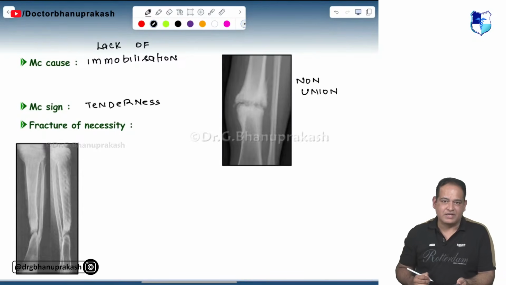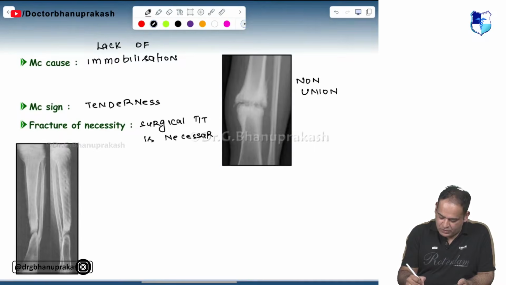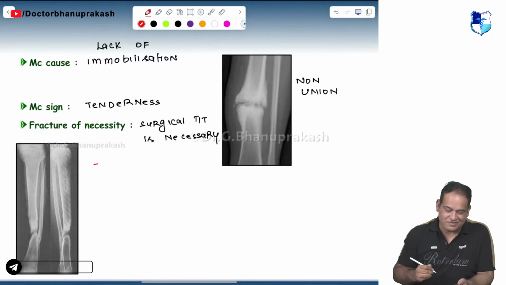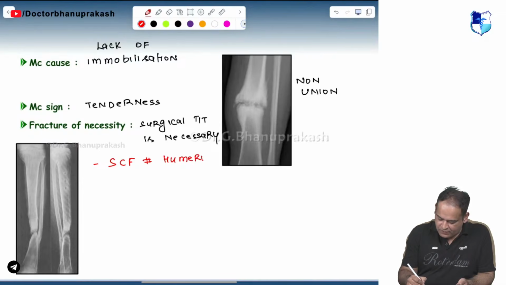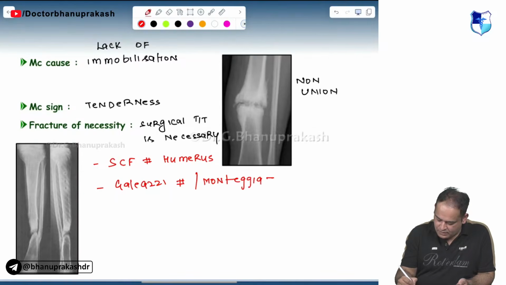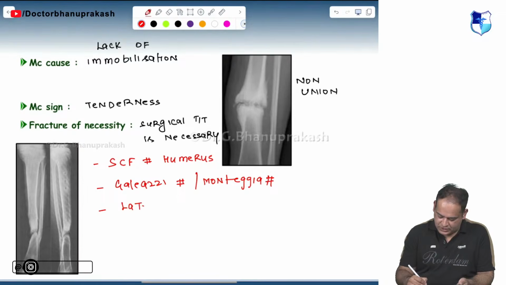Most common sign, as I told you, is tenderness. So here, what are the fractures of necessity? Fractures of necessity are those fractures where surgical treatment is absolutely necessary. For example, supracondylar fracture of humerus, if it is displaced, Galeazzi fracture, and Monteggia fracture.